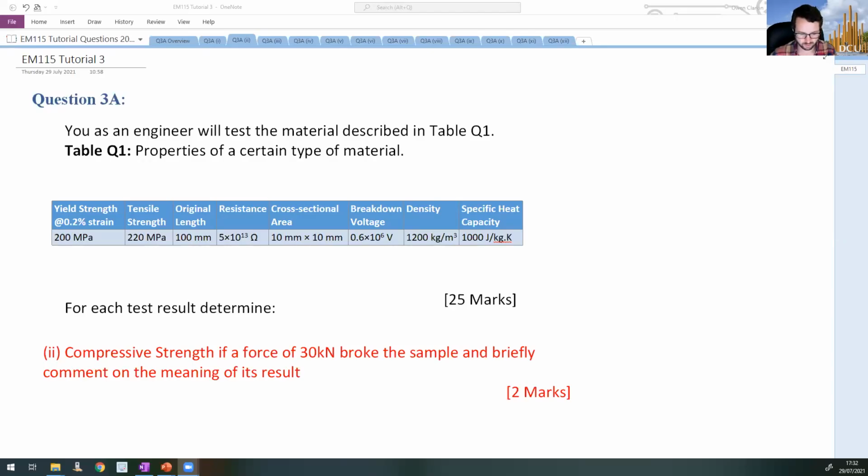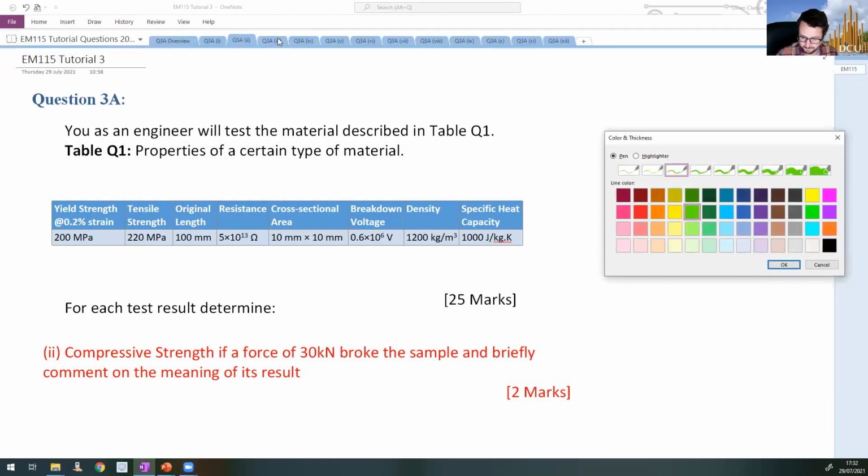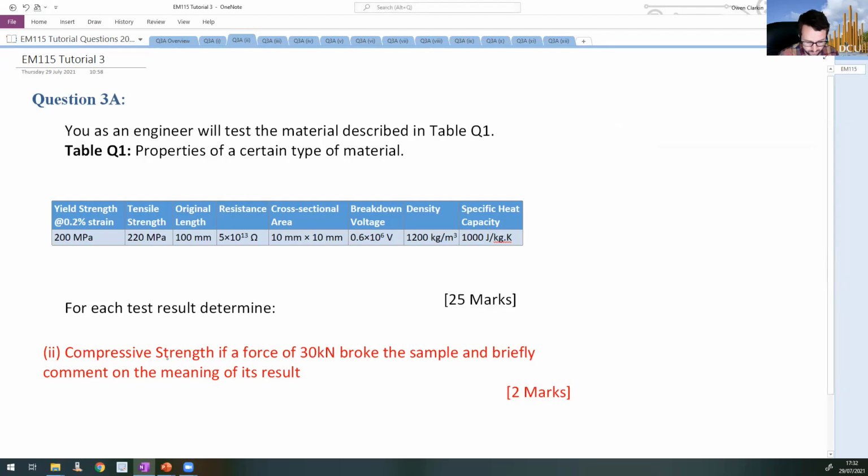Okay, so let's look at tutorial 3, part 2. Given the same data as the first part, we're asked for the compressive strength if a force of 30 kilonewtons broke the sample, and to briefly comment on the meaning of the result. Okay, so we have strength. That's indicative of a stress.